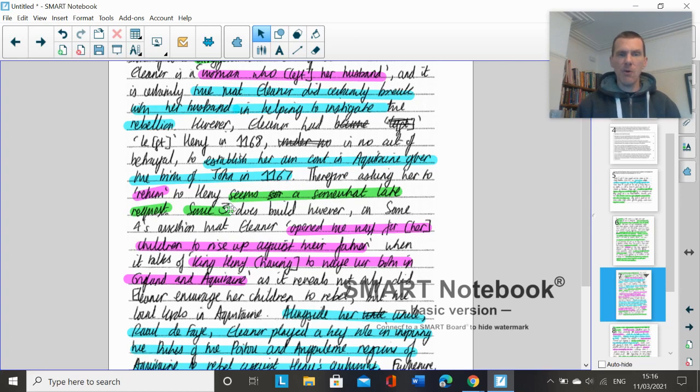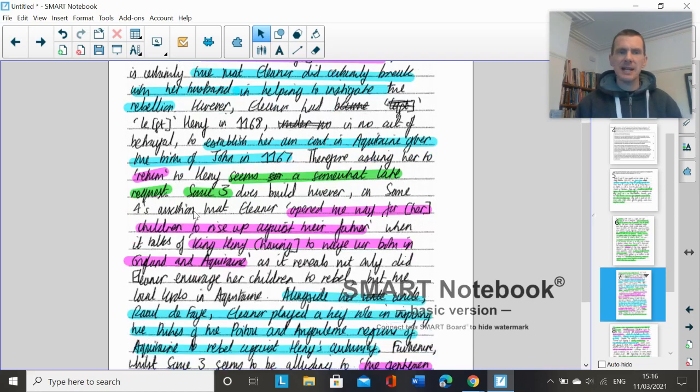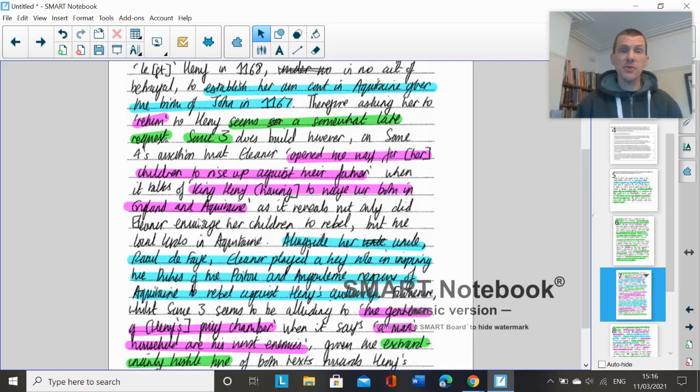And therefore, this seems, well, in fact, it doesn't say not that useful. So therefore, asking her to return to Henry 5 years later seems like a somewhat late request. So they're casting a little bit of doubt on the usefulness of the source there. Second point then, from source 3 this time.